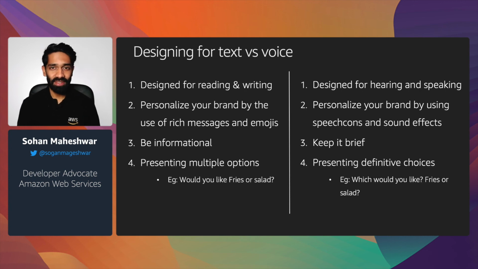And lastly, and this is very subtle, but when presenting choices with something like Lex in text, you can present multiple options just fine. So you can say something like, hey, would you like fries or salad? And people would reply with either of the two. In voice, though, make sure those choices are definite, because saying something like, hey, would you like fries or salad, informally especially, we often hear the response to that is yes, because people don't know if that is a choice in itself or they have to choose between the two. So make sure you have very definitive choices like, hey, which one would you like, fries or salad? These were the subtle differences between designing for text versus designing for voice.